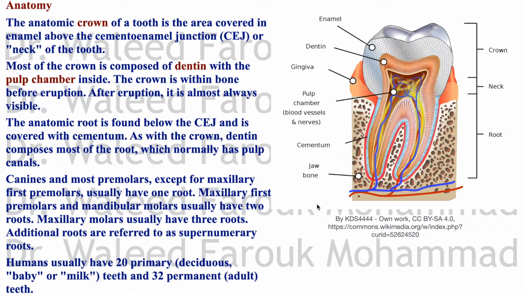Canines and most premolars, except for the maxillary first premolar, usually have one root. Maxillary first premolars and mandibular molars usually have two roots. Maxillary molars usually have three roots. More roots than that, or supernumerary roots, sometimes happen. And there are usually 20 primary teeth in both jaws, and 32 permanent teeth in both jaws.